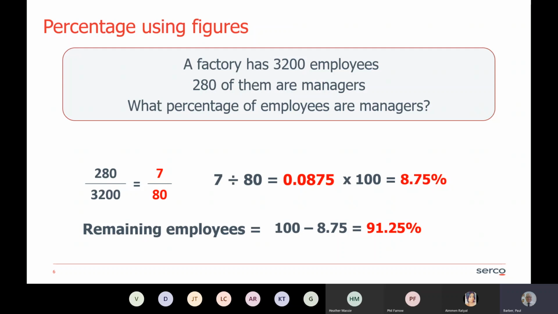So the key, if you're given figures and you need to work out a percentage, the best route I would suggest is make the fraction, divide the number, and then times by 100 will give you your percentage. Right. Hope that makes sense, everyone.